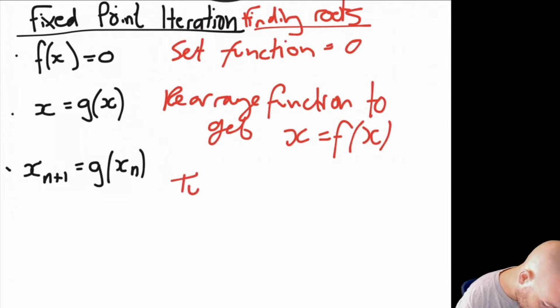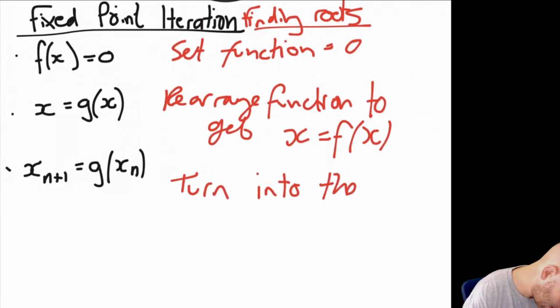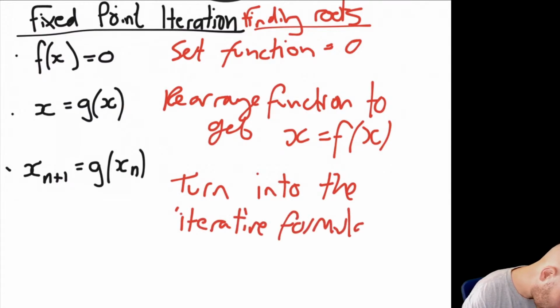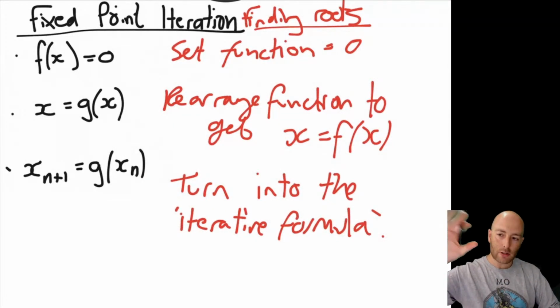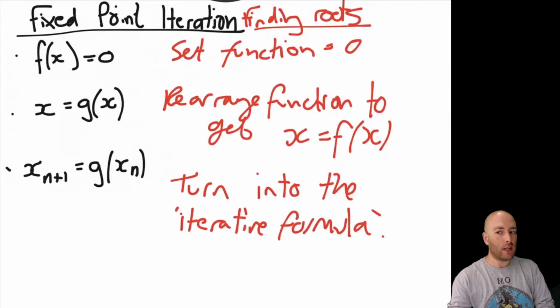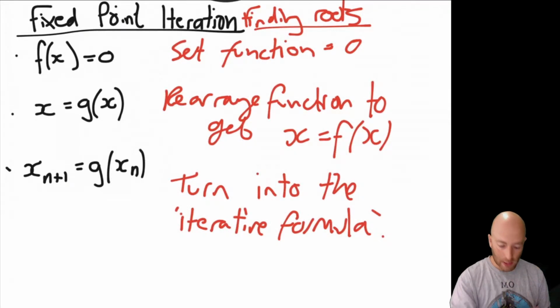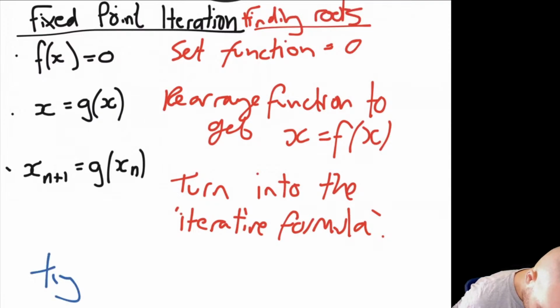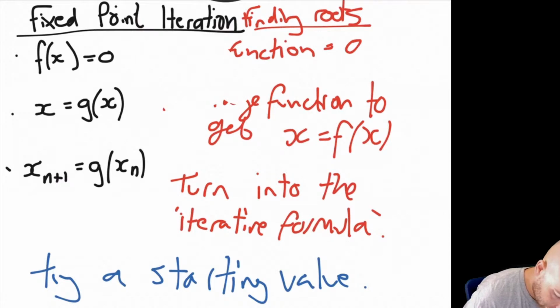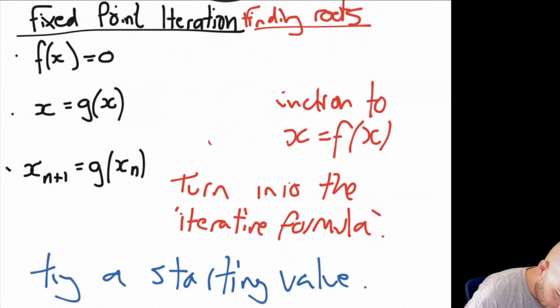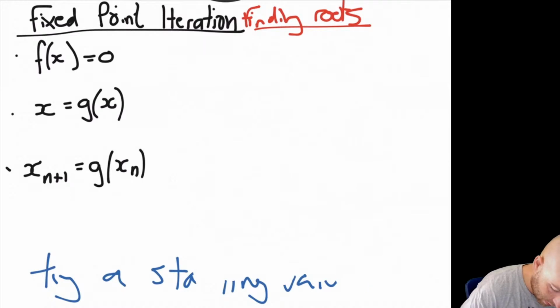And then we call this the iterative formula. So once we've got the function in the form x equals the function of x, we then turn the x on its own into xn plus 1. In other words, the next value is a function of the first value, and then we try a starting value. I think we'll start the first bit of this, and then next week we'll actually get into it.